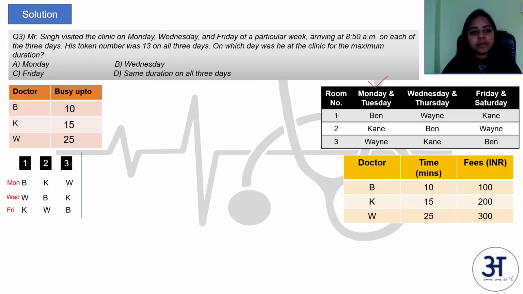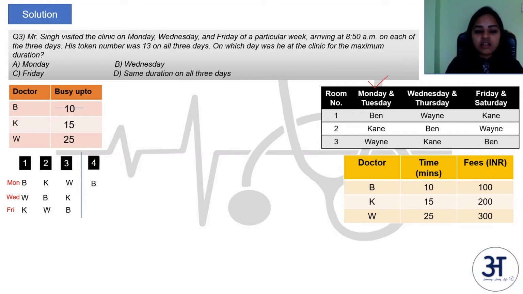Now once these three patients are assigned, Dr. B will be busy up to 10 minutes because his consultation time is 10 minutes. Dr. K will be busy up to 15 minutes and Dr. W will be busy up to 25 minutes. So irrespective of whatever is the order of these patients 1, 2 and 3, patient with token number 4 will definitely go to Dr. B because he is the one who is getting free at the 10th minute.